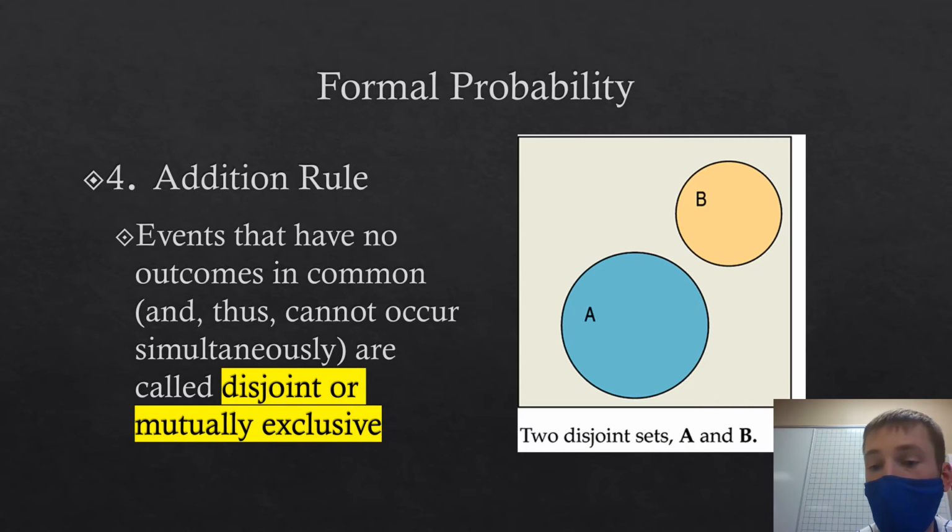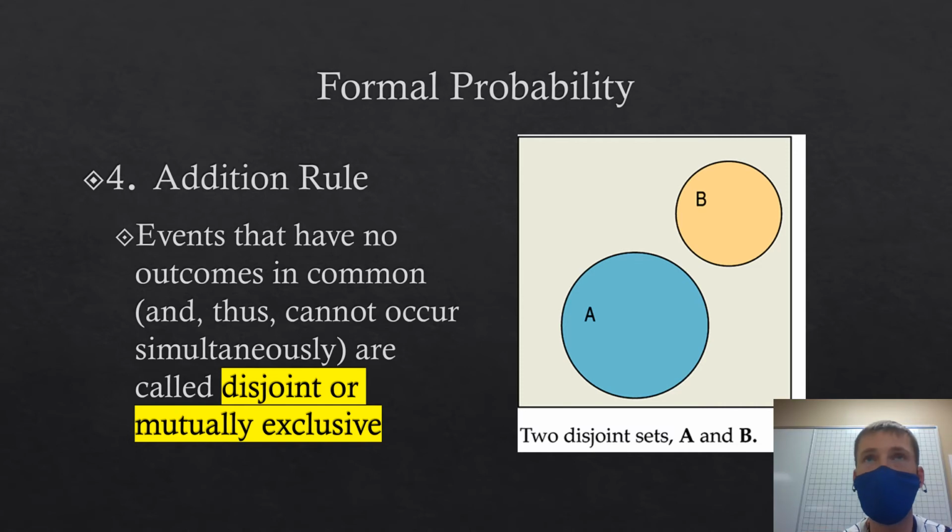The fourth property we have with probability is called the addition rule. Before we dive into the addition rule, let's talk about the idea of being disjoint or mutually exclusive. They're exactly the same thing. If events have no common outcomes, they are considered to be disjoint or mutually exclusive, okay?